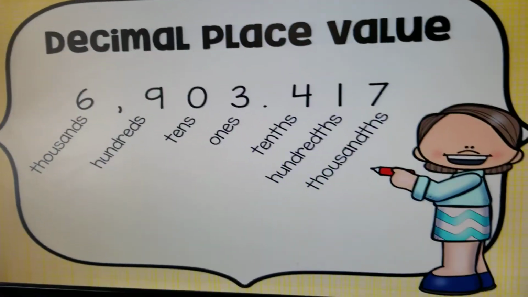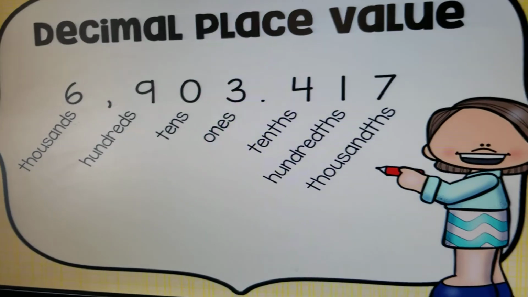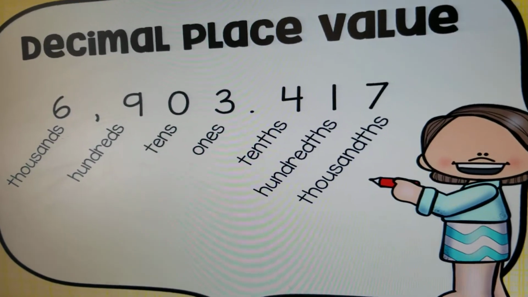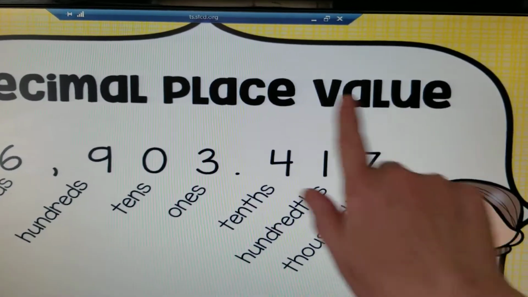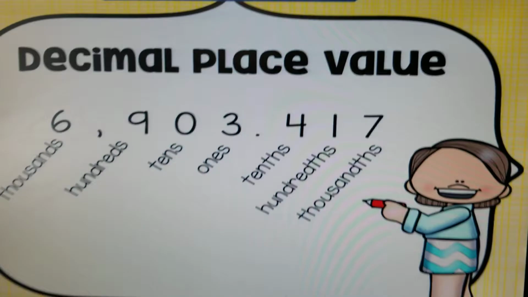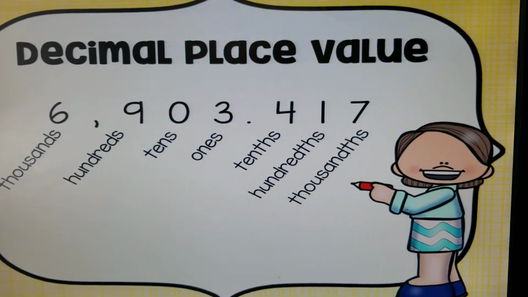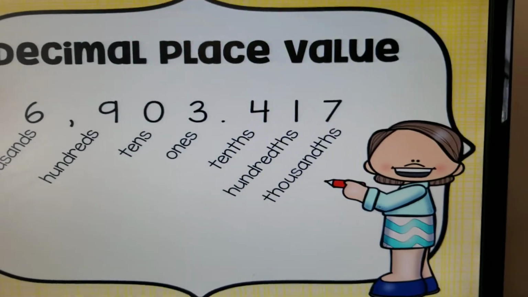Okay, remember when we talked about place value and said the decimal point represents "and"? To the right of the decimal represents parts of a number. To the left of the decimal represents a whole number. Remember, when we read decimals, we say the decimal point as "and."